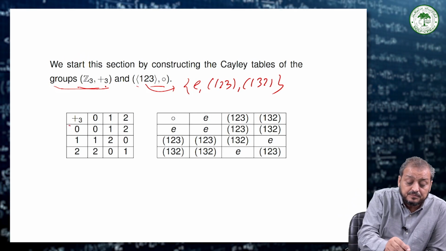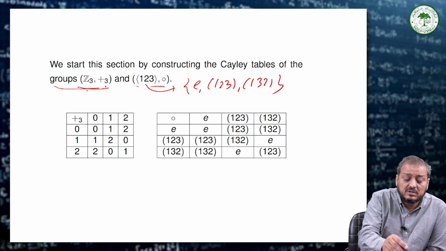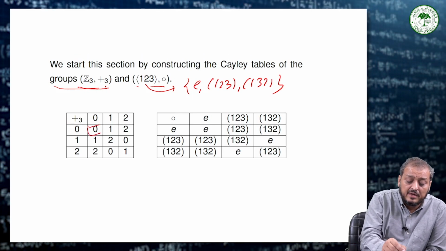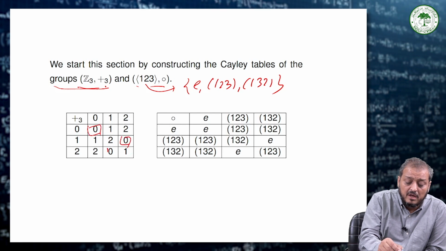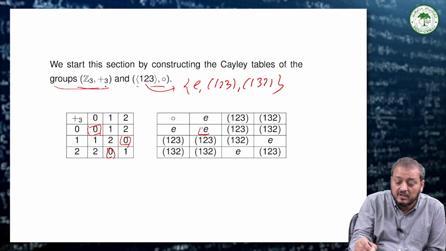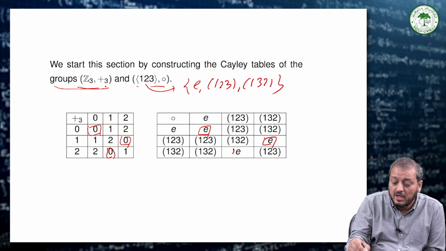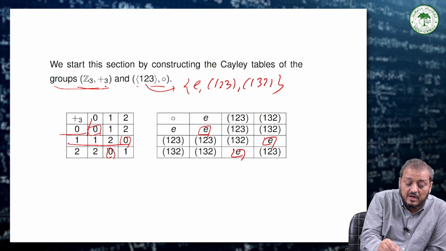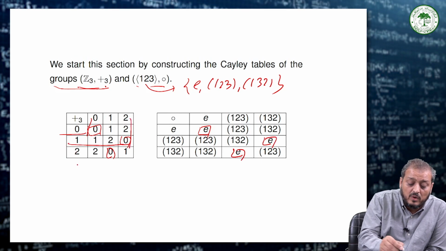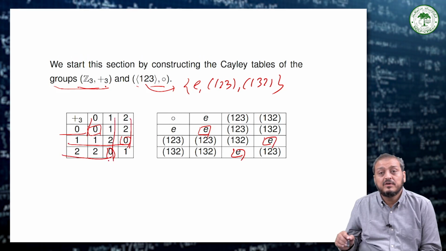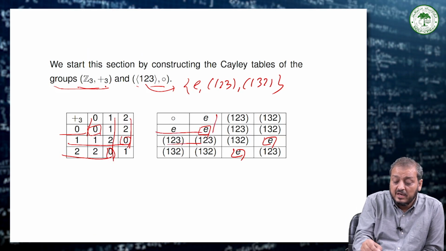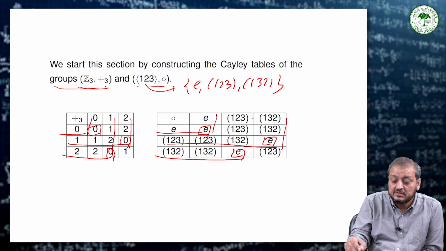Now, you see under addition modulo 3 we have 0, 1, 2, and here we have the identity element, and this is clearly a group. Here too we have an identity element. Now, 0 is its own inverse, 1 is the inverse of 2 and 2 is the inverse of 1. And similarly you can see this is the identity element in the other table.